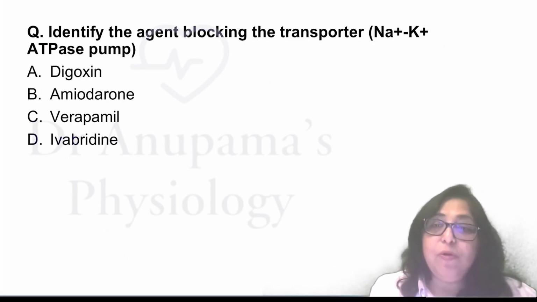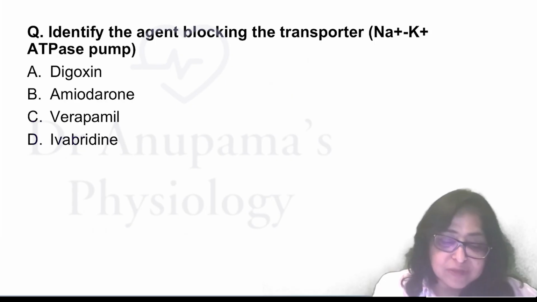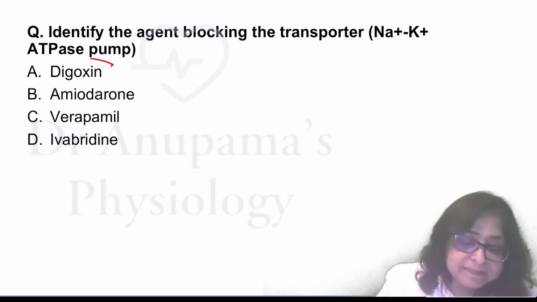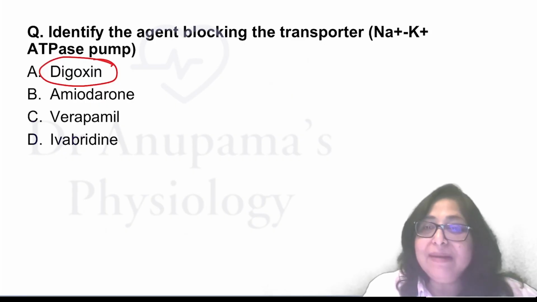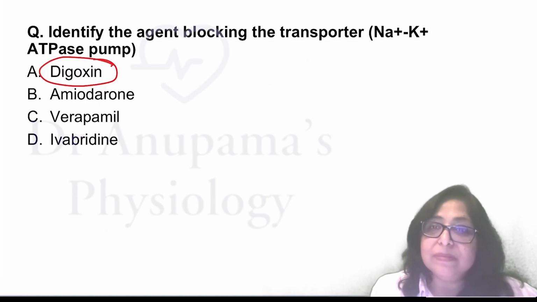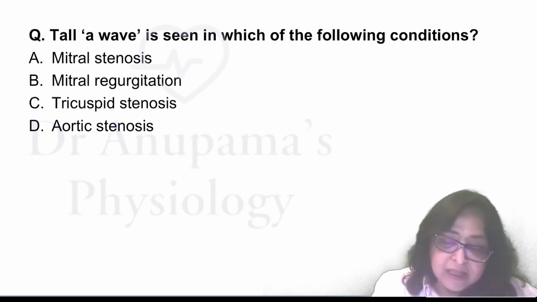Identify the agent blocking the transporter sodium potassium ATPase pump: digoxin, which is derived from ouabain. There is an ouabain binding site on the alpha subunit of the sodium potassium ATPase pump, and digoxin will block the sodium potassium ATPase.